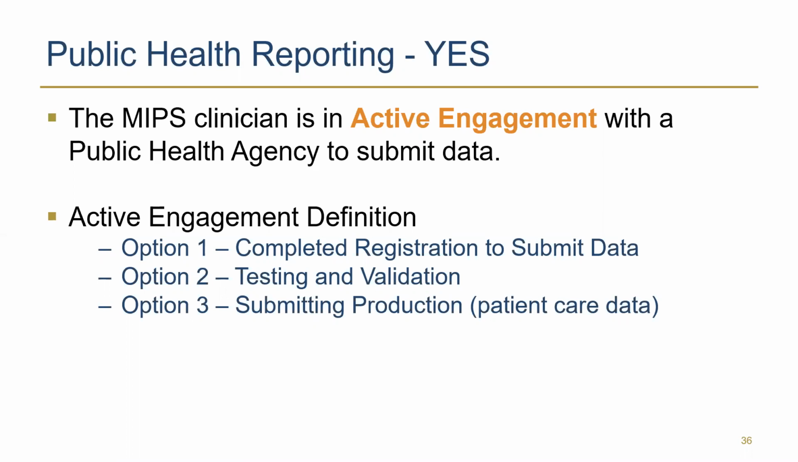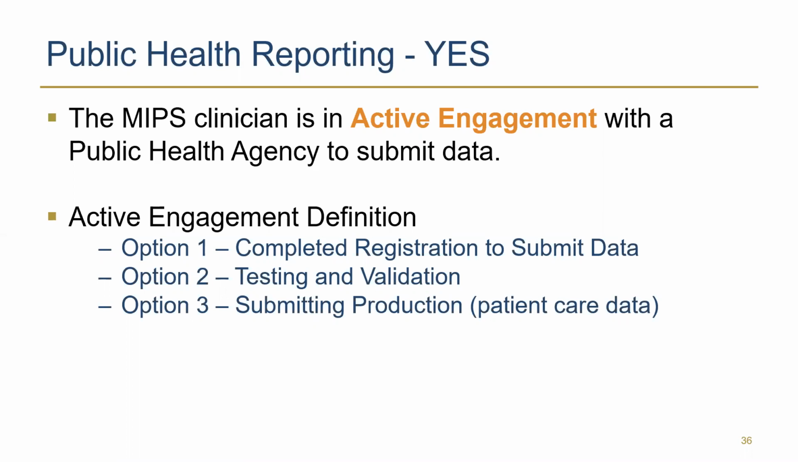First, through completed registration to submit data. The MIPS eligible clinician is registered to submit data with the agency. The second is testing and validation. The MIPS eligible clinician is in the process of testing and validating the electronic submission of data. MIPS eligible clinicians must respond to requests from the public health agency within 30 days. Failure to respond twice within a MIPS performance period would result in the MIPS eligible clinician not meeting that measure when they're in the testing and validation stage.